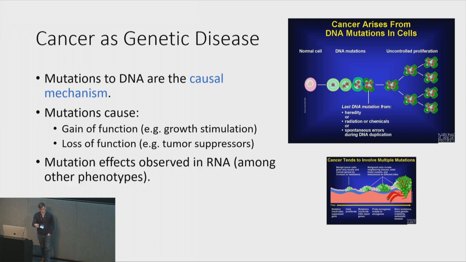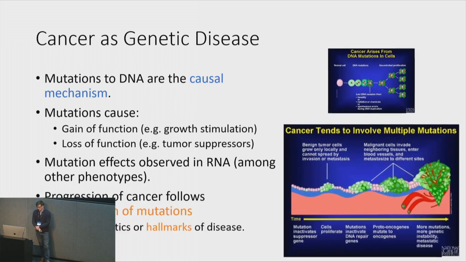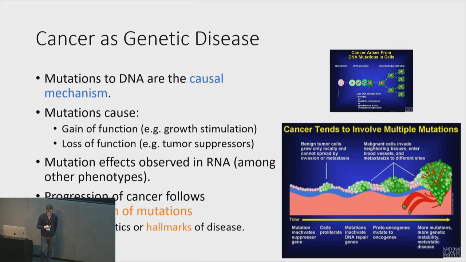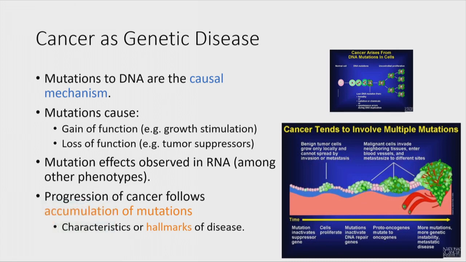We're going to assume that these effects can be observed in the RNA, which we're going to collectively call the phenotype for this talk. And then the progression of cancer follows this accumulation of mutations. As you accumulate different kinds of mutations, you gain other characteristics, or what can be called hallmarks of cancer. So you start developing genomic instability, and then at some point the cells can invade the nearby tissues, or they'll start stimulating the growth of blood vessels, and so on.